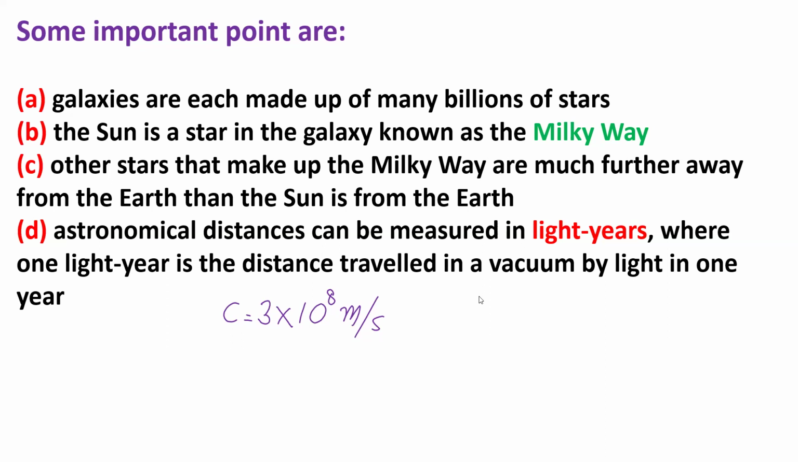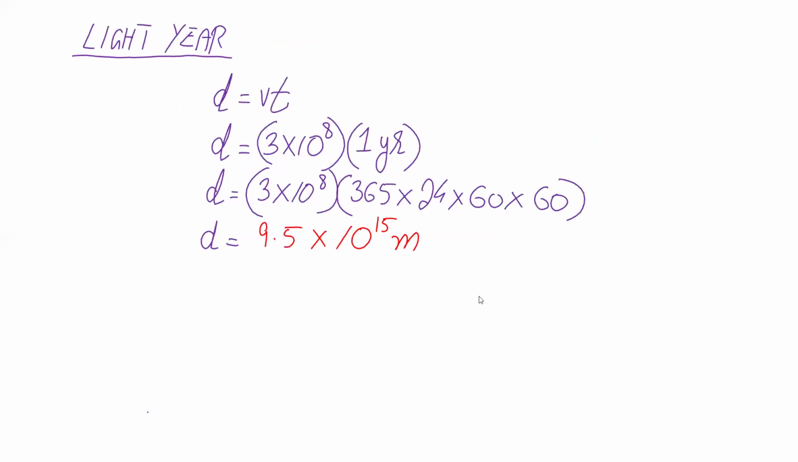So the astronomical distances are very long. So you do not use a normal distance unit. We use light year. What is light year? Light year is the distance traveled in vacuum by light in 1 year. So light is so fast, but if light travels for 1 year, it will travel some distance, and that distance is called, oh sorry, that distance is called light year. So these are some important points about stars.